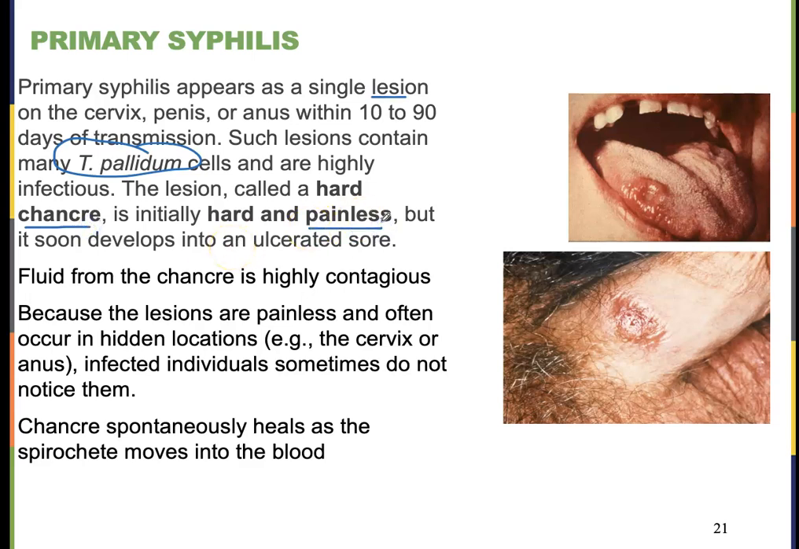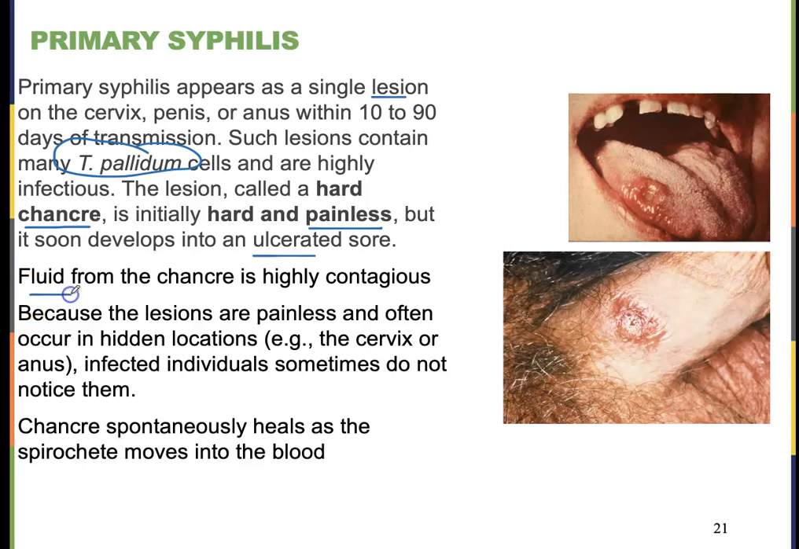So a lot of people just miss having a canker because if it's in an area of the body that you don't check very often, it's not visible. When you look at yourself in the mirror, then it can be missed. So it's a hard and painless sore. It can turn into an ulcerated sore. And one of the things about a canker is you can see that this area here is raised and it has this depressed part in the center that is typical of syphilis cankers.